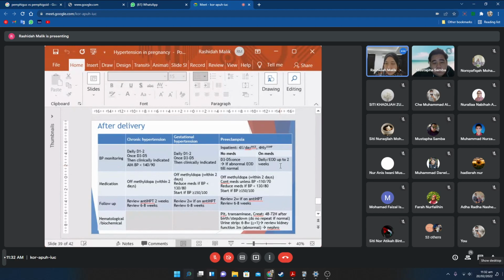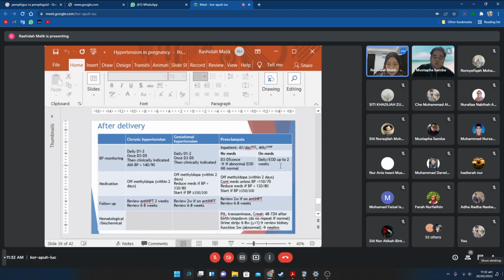But if the patient with preeclampsia is on medication, you know preeclampsia is more severe than gestational or chronic hypertension, so they will need closer monitoring, especially if the patient is on medication. So logically, those with more severe condition will need more frequent monitoring. So they will need daily or every other day monitoring up to 2 weeks at least, then continue depending on the clinical situation.